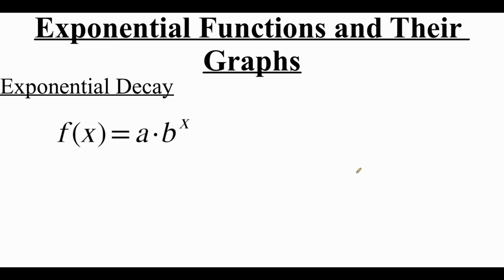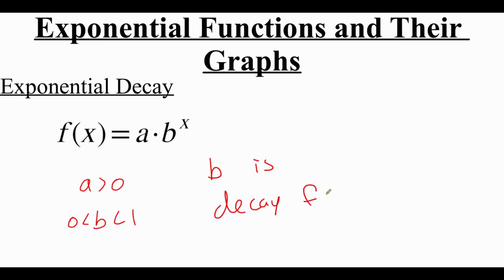But we could also have an exponential decay model, and what's going to happen there is we're still going to have a positive a value, but this time our b value is going to be between 0 and 1, so either some fractional or decimal value. So this is an exponential decay function, and our b value is our decay factor.